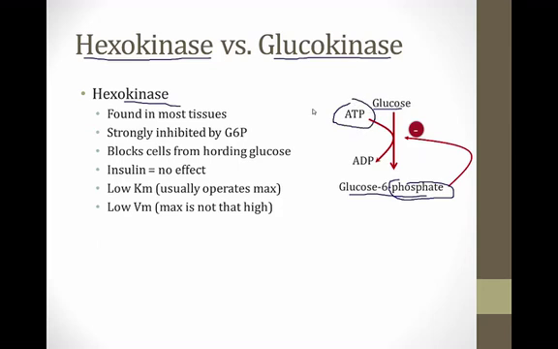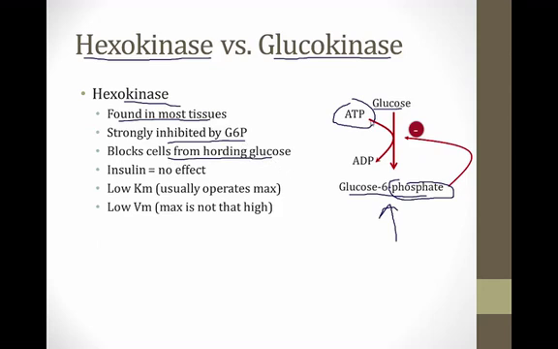One of the things you need to be aware of to understand this step of glycolysis is that glucose often moves in and out of cells, but once it is phosphorylated to glucose 6-phosphate, it is trapped inside of cells. So hexokinase will catalyze this step for most tissues in the body. And hexokinase, in contrast to glucokinase, is strongly inhibited by glucose 6-phosphate. This blocks cells from hoarding glucose.